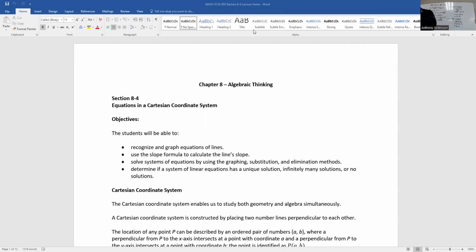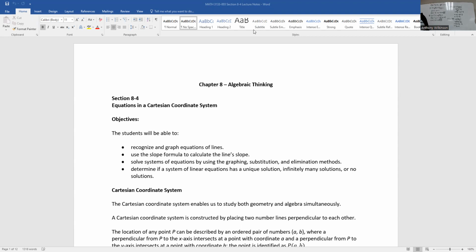All right, so we'll start section 8.4, dealing with equations in the Cartesian coordinate system. In this section, we're just going to be recognizing and graphing equations of lines. And then we'll look at how to use the slope formula to calculate the slope of any line.